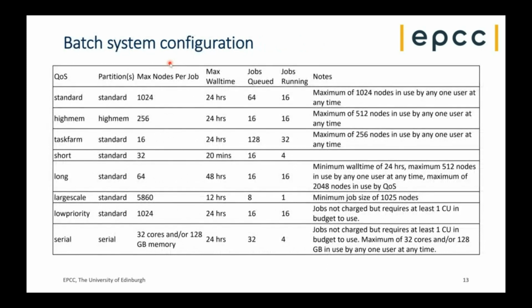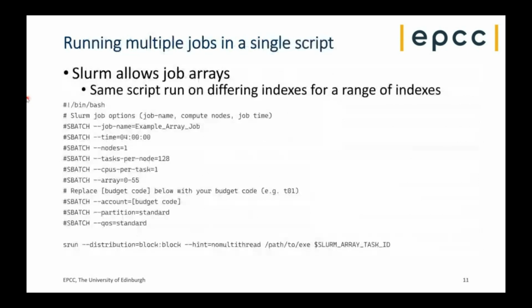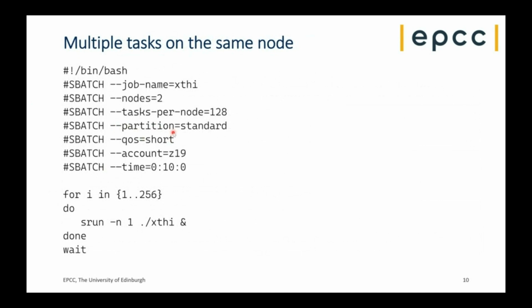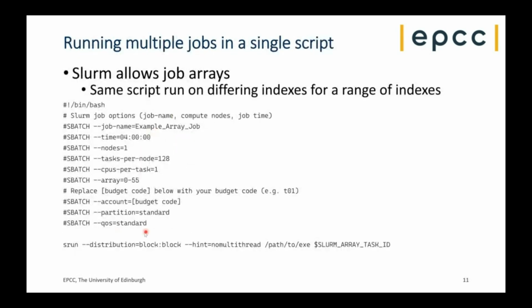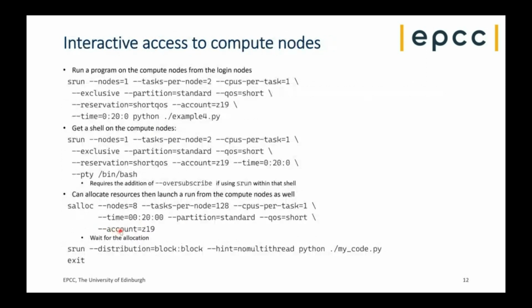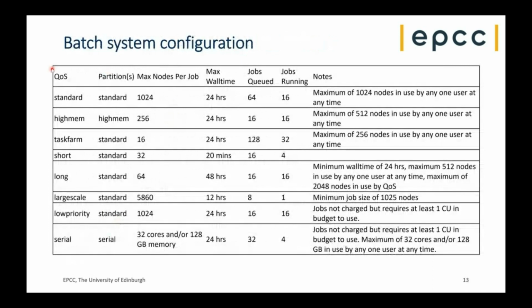Okay, so we have a reasonably complicated, it's not really actually, but we have a range of different queues and quality of service, a range of different partitions and quality of service setups available on ARCHER2 for different jobs. So you'll see back here that quite often I'm using partition equals standard, QoS equals short. For this one down here, I used partition equals standard, QoS equals standard. So what do these things refer to?